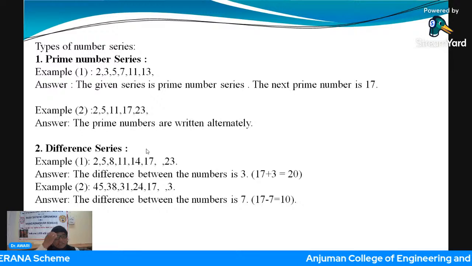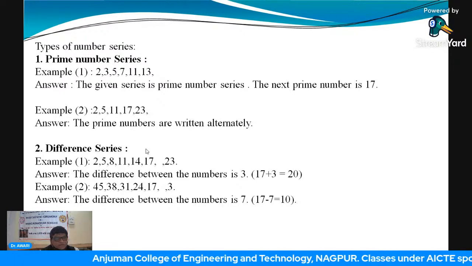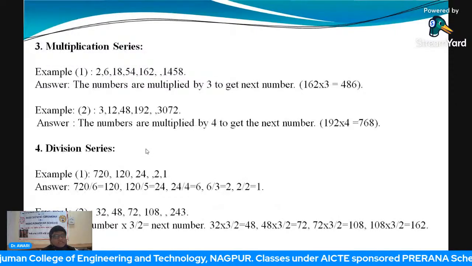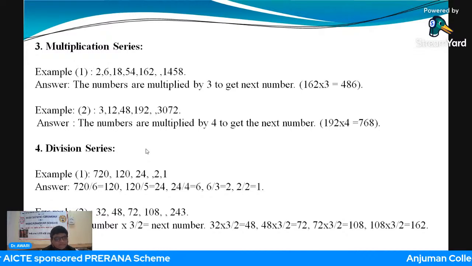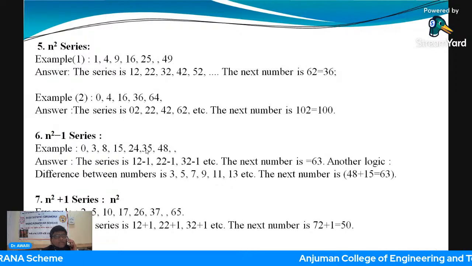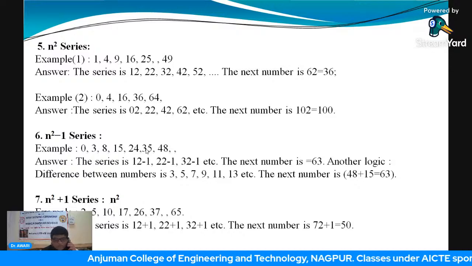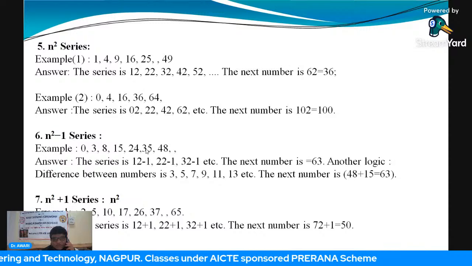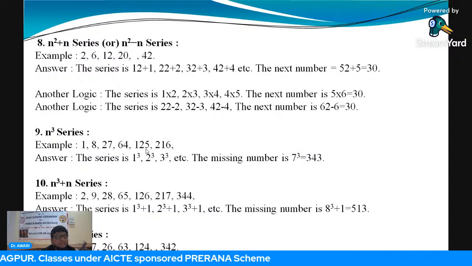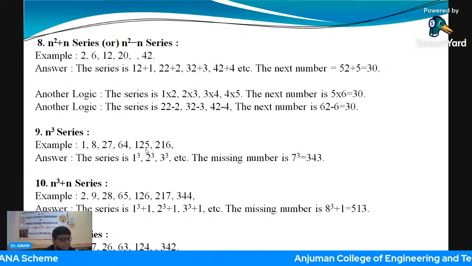So what we have studied are the types of number series. The first one is the prime number series. Second, the difference series. Third, the multiplication series. Fourth, the division series. And the n square series. Fifth, the n square minus 1 series. And the last series you have studied, the seventh, is the n square plus 1 series. Then the next series is the n square plus n series or n square minus n series.